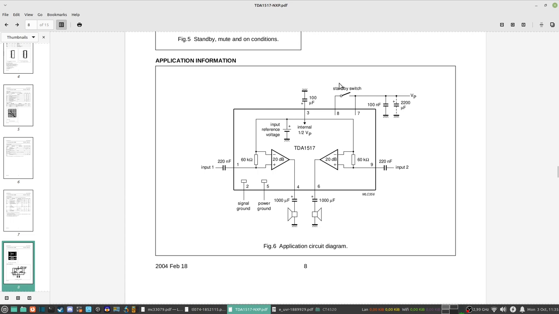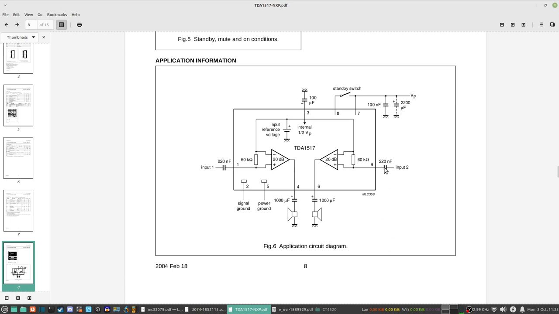Standby switch, not interested in that because I'm not sure how Creative implemented that, if at all. Maybe they didn't. So we can see here we've got a 100 nanofarad cap and a 2200 microfarad. That doesn't exist on the card. Caps do exist, but not those values. It's an example circuit, obviously, and this should be ground. So we know those are connected between a rail and a ground. So that's the one type of cap I'm looking at. Personally, I'm looking at some low ESR caps for that.